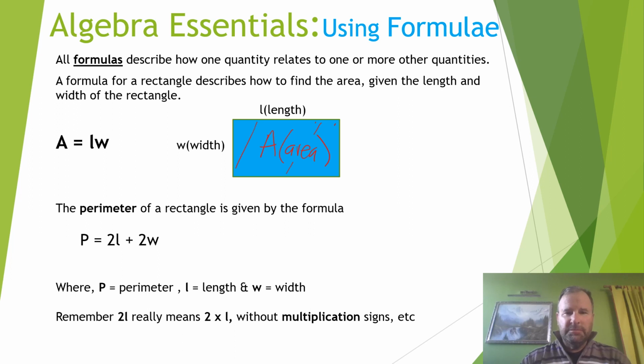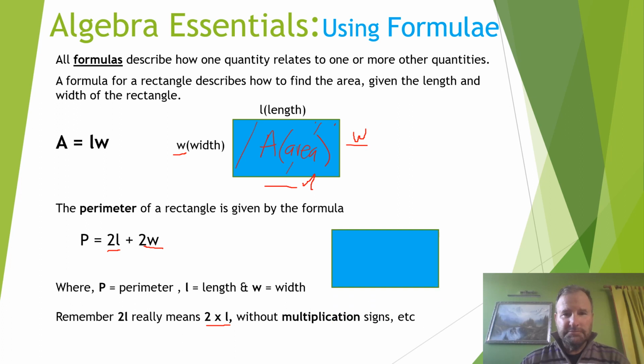The perimeter formula is given here, so you can see 2L, that means this side length and this side length here, and then 2W means two widths, this width and obviously this width here. So I'll just put that and L. Remember, 2L really means 2 times L. Just showing you the perimeter, we add them all up to give that formula.